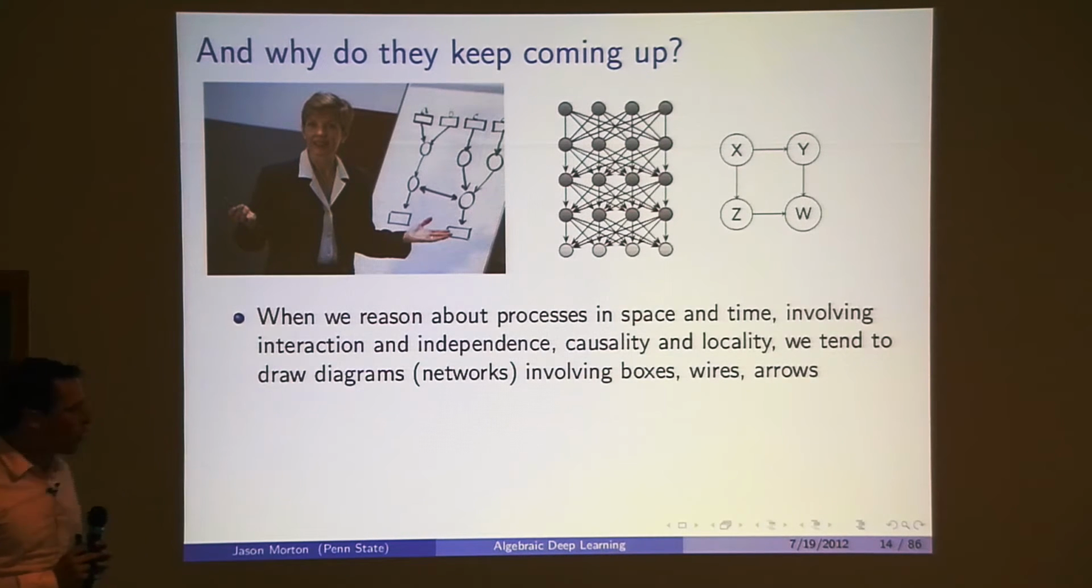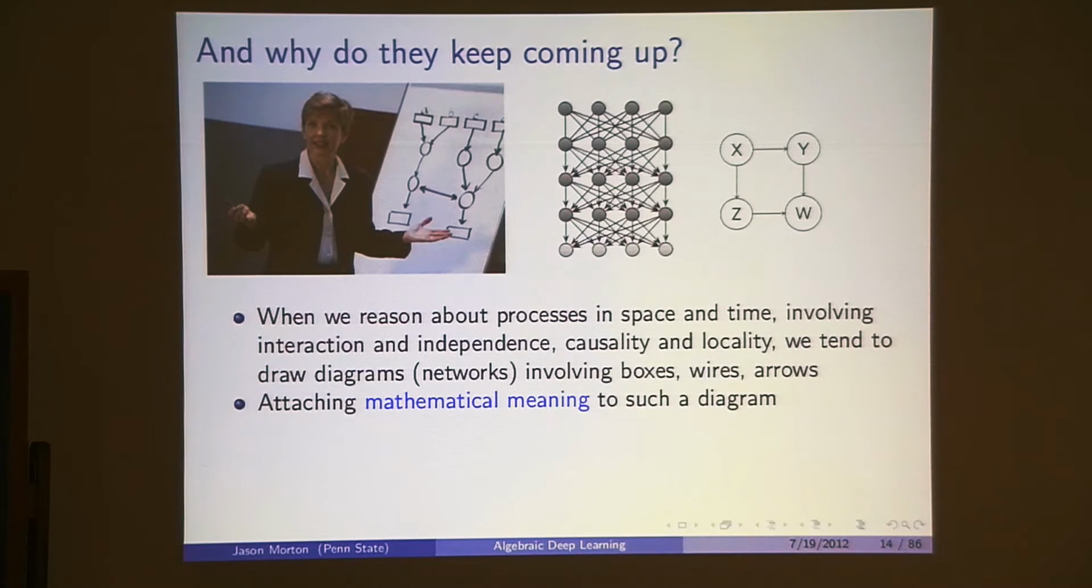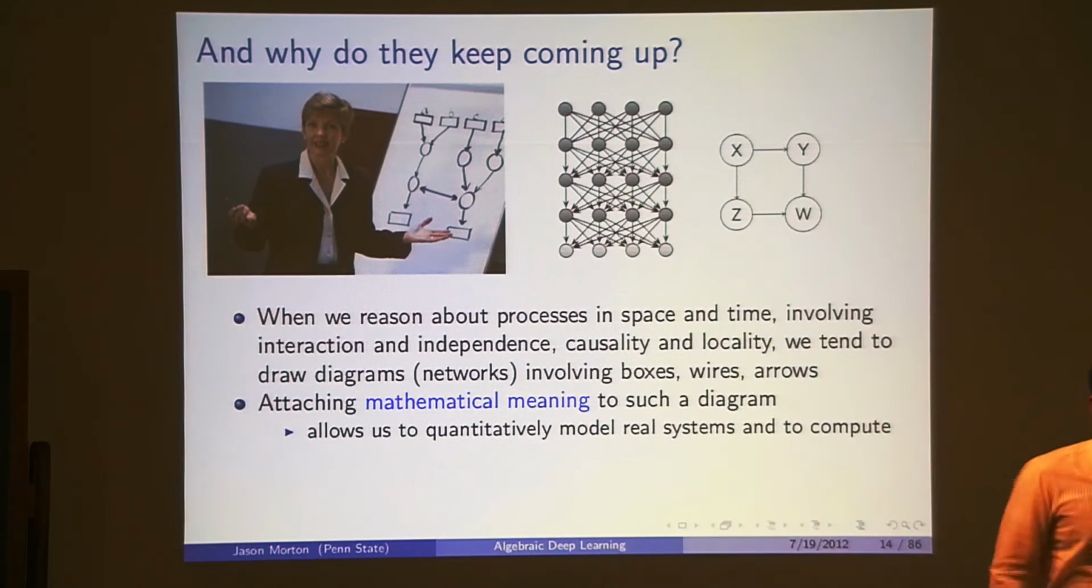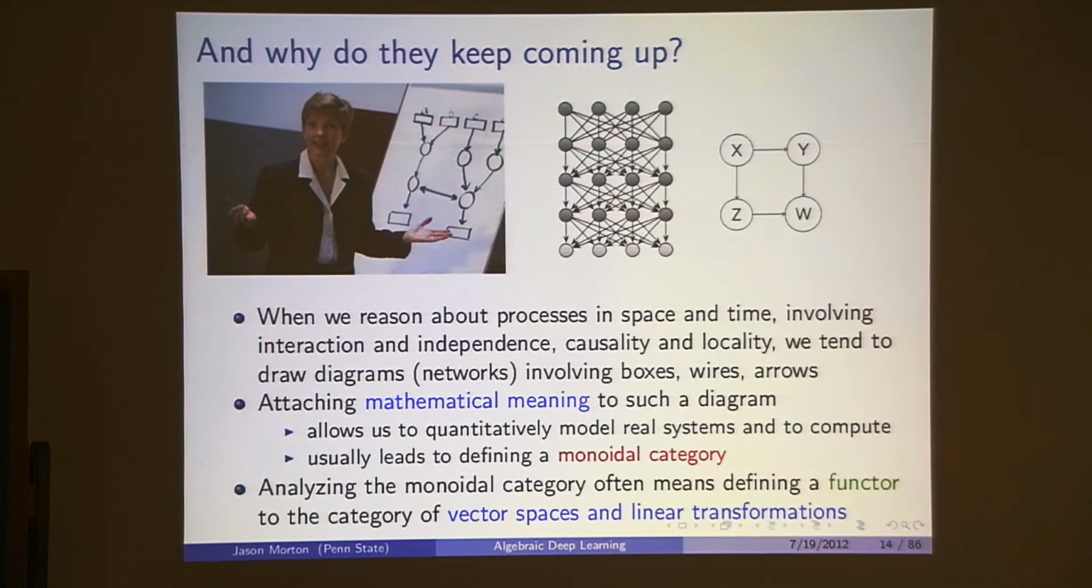I think one of the reasons this happens is whenever we reason about a process in space and time, whatever that process is, probabilistic, even a quantum process, that involves interaction and independence, that involves causality, locality, we tend to draw these diagrams that have boxes and wires and arrows. And then sort of the PowerPoint representation of what's going on. But if we want to make a model, we have to attach some kind of mathematical meaning to this diagram. That allows us to quantitatively capture what's going on and to do computation on our hypothesis.